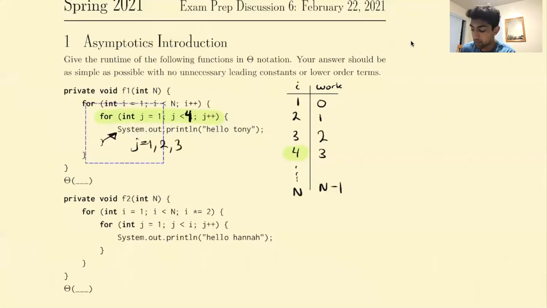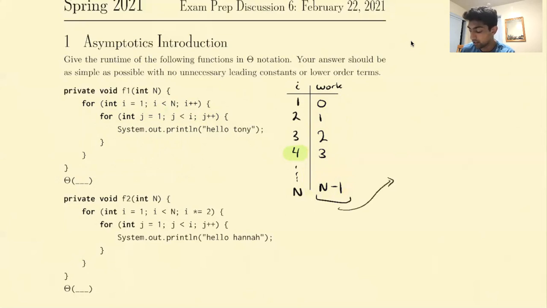Okay, so with this in mind, to find the total amount of work this function is doing, all we really need to do, which is really cool, is figure out what the sum of this column right here is, right? Because if we figure out what the sum is equal to, we know that's the total amount of work this function is doing. So let's try to figure out what the sum of this column is.